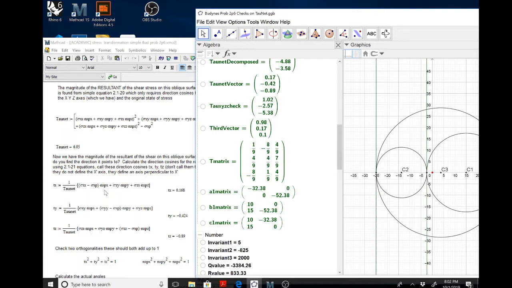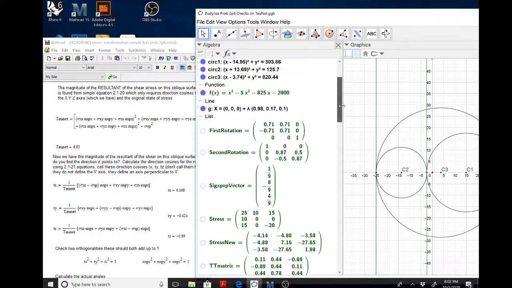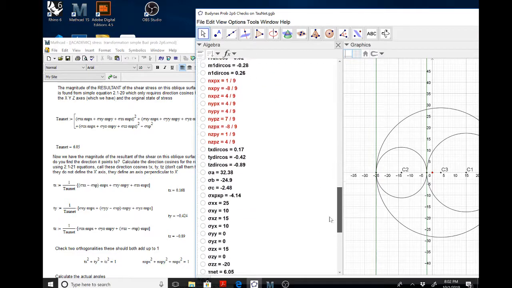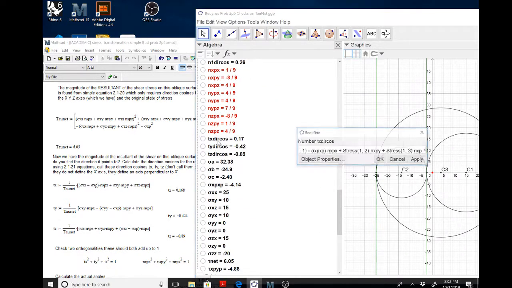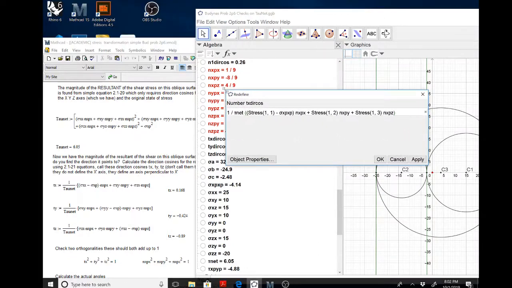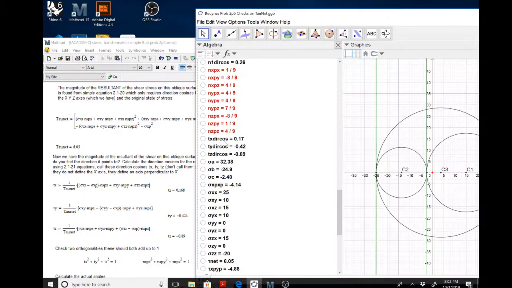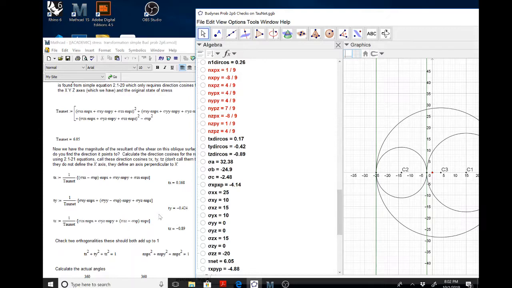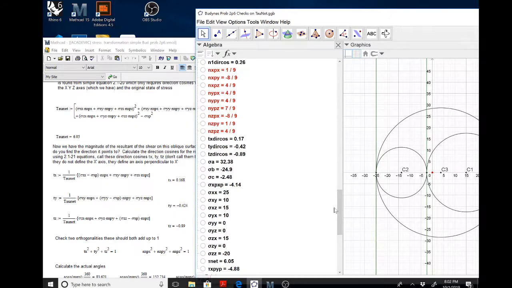That's why this section is so fun. There are so many nice simplifying methods in this section, which is why I'm spending a huge amount of time on it. So I can get the three t's here. I did it in MathCAD, and I think I did the same thing here. T, x direction cosine. Yep, there it is. Just program that, and you should get the exact same answers, 0.17, 0.42, and you could obviously change the number of decimal places.